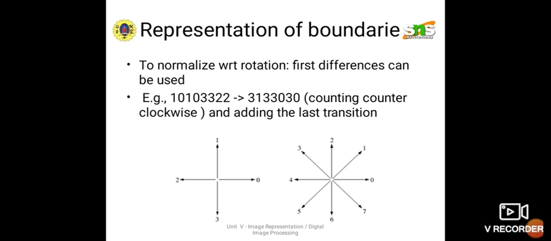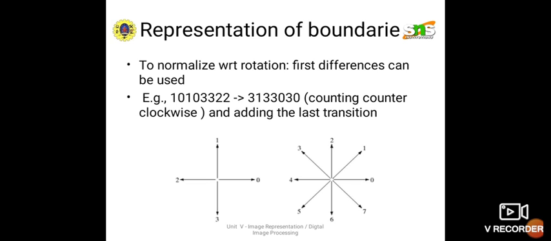Okay, so representation of boundaries by using difference of direction. To normalize with respect to rotation, first differences can be used. We can check here. The first value example given is 1 0 1 0 3 3 2 2. That is the chain code according to 4-directional chain code written here. The corresponding first differences or the difference code is given as 3 1 3 3 3 0 3 0.